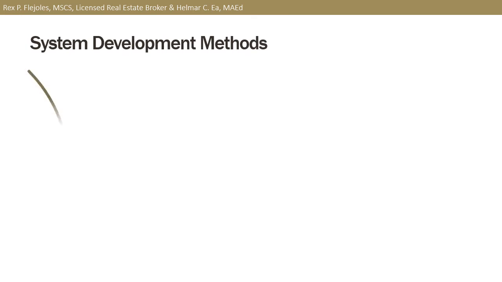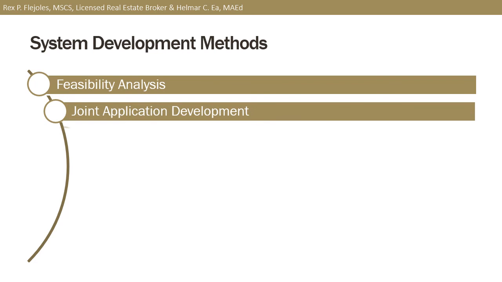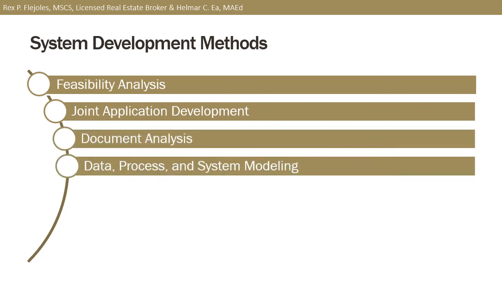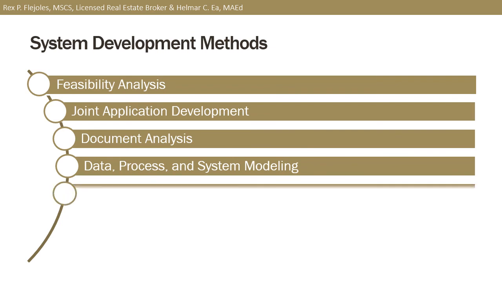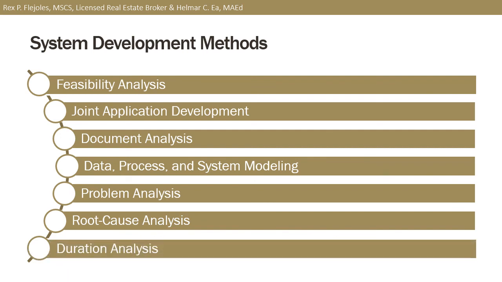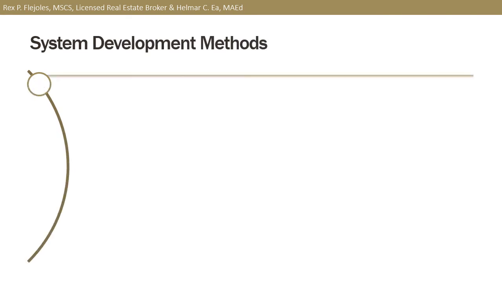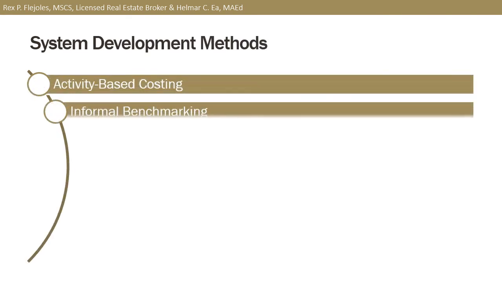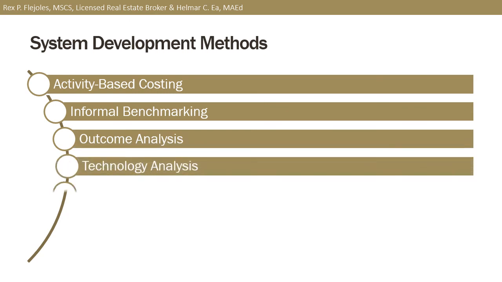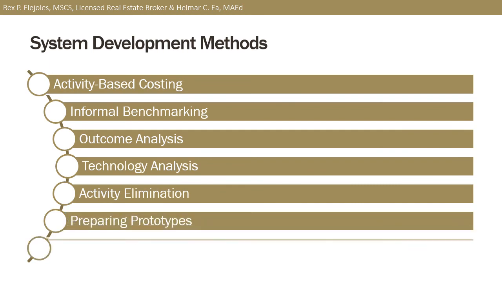For system development, the following methods may be employed: feasibility analysis, joint application development, document analysis, data, process, and system modeling, problem analysis, root cause analysis, duration analysis, activity-based costing, informal benchmarking, outcome analysis, technology analysis, activity elimination, preparing prototypes, and designing and coding.